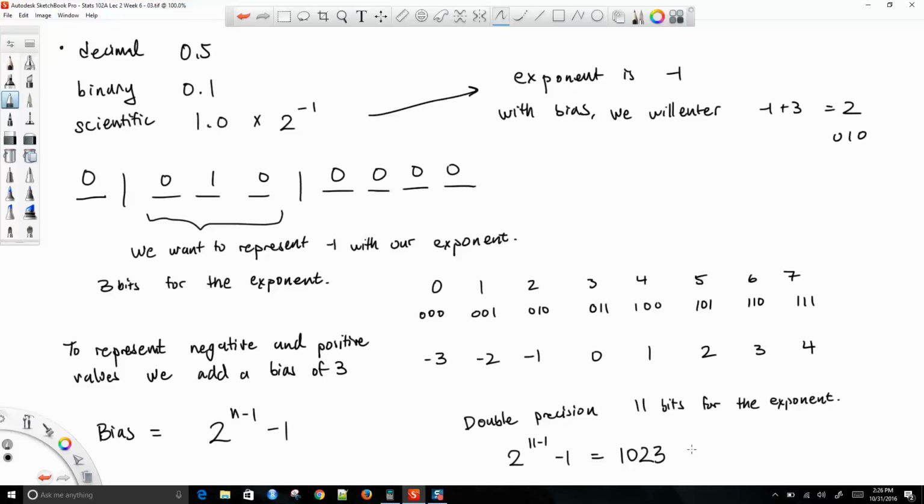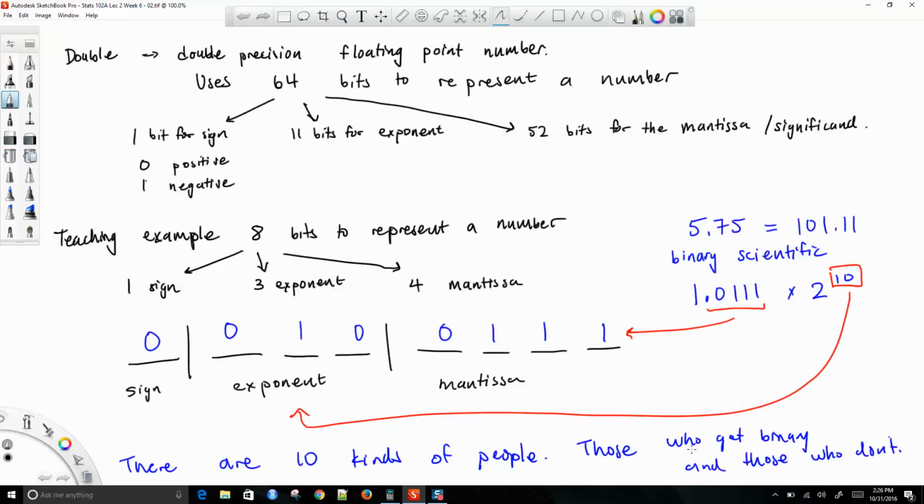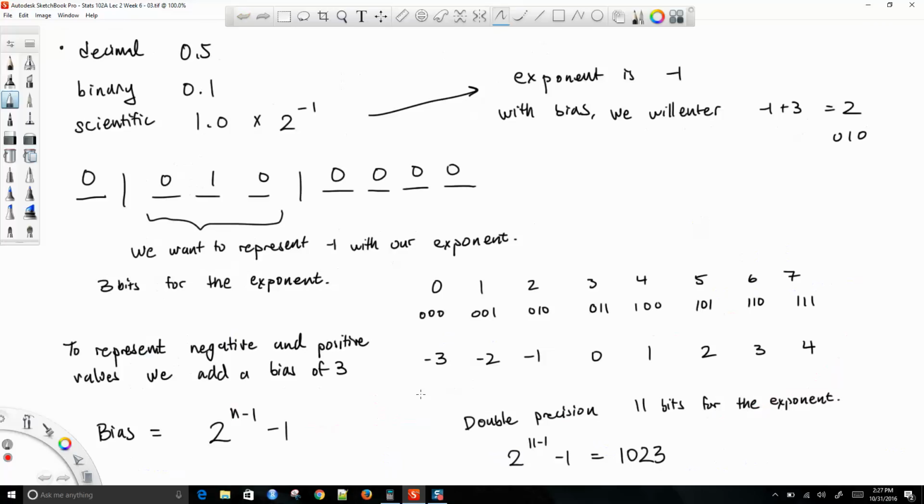And so on the previous page, with the bias, the actual value would be what? We would want to add 3 to this. So in order to represent the value 2, we would represent it with a 5, and we would have 101 with the bias. Is that okay?